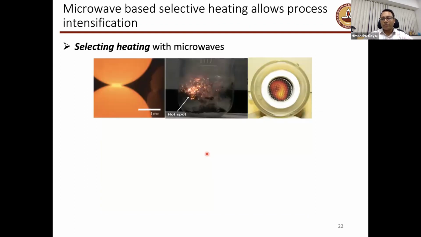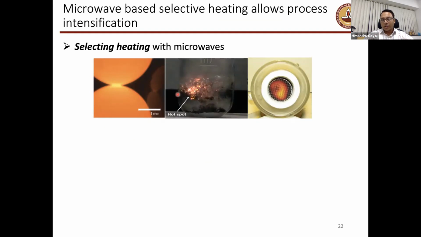Very recently, experimental groups have found a really interesting phenomenon with microwave heating for multiphase reactors. Here we have two silicon carbide particles of size a few millimeters, in contact with each other. When we apply microwave heating, people have found that the temperature at the contact point can be about 100 degrees Celsius higher than the bulk temperature.